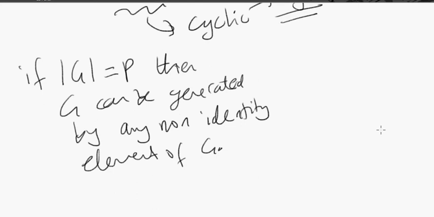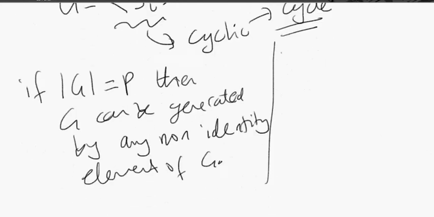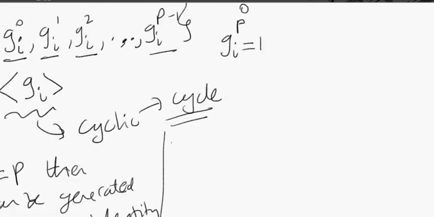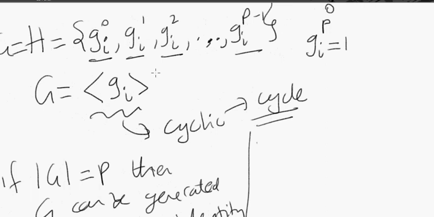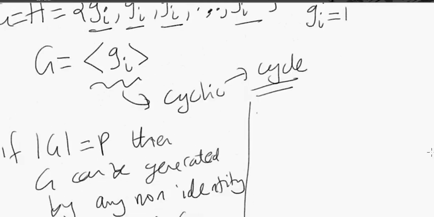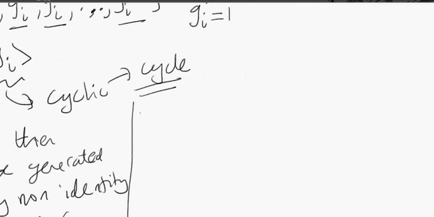And what does it mean to be generated by just one element? Being generated by one element means you can write it in this form: g_i to the 0, g_i to the 1, g_i to the 2, up to g_i to some power, and then we stop. Every element is of the form g to some power. That's what we mean by being generated by only one element. And in particular, we're saying this group is called cyclic. Why does the name cyclic make sense?